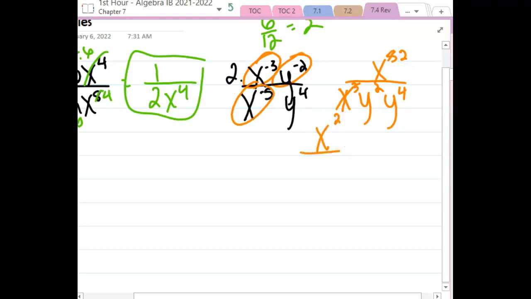Now in your denominator, say I have the y squared and the y to the 4th. They're just right next to each other. These aren't going to cancel out because they're on the same side of the fraction bar. In your denominator, you have a y squared and a y to the 4th. How many y's do you have in your denominator? 6. 2 plus 4, so you have over y to the 6th.